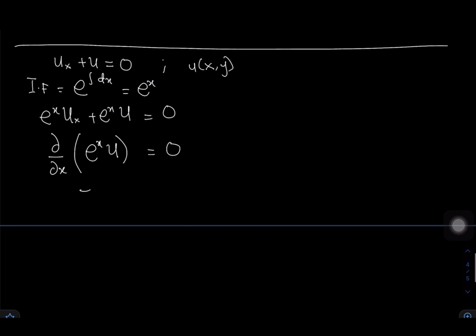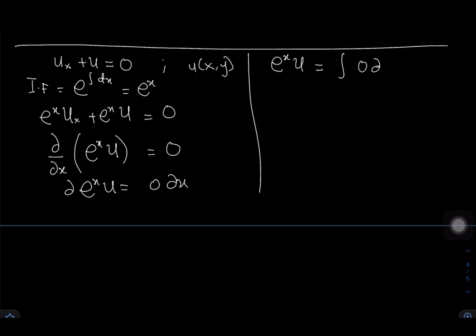And now you have e to the x u being equal to 0 del x. Oops, I didn't bring the del. Now we can integrate both sides, and we're going to have e to the x u being equal to the integral of 0 del x.